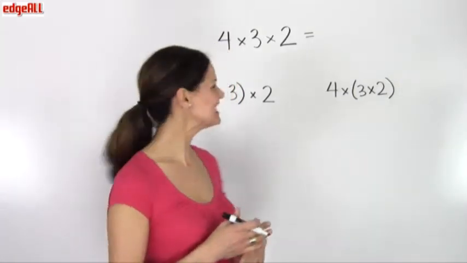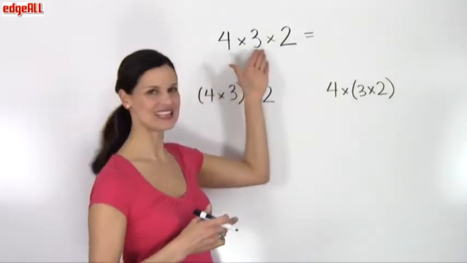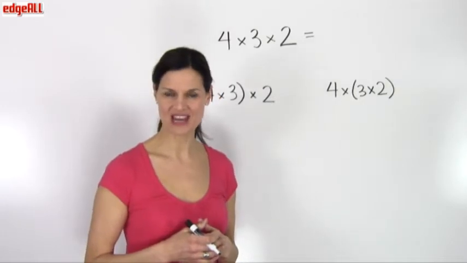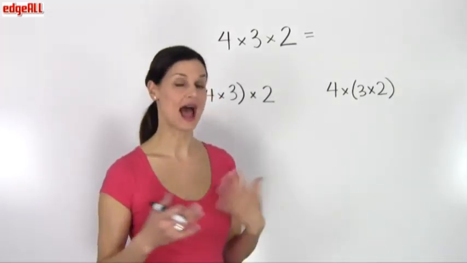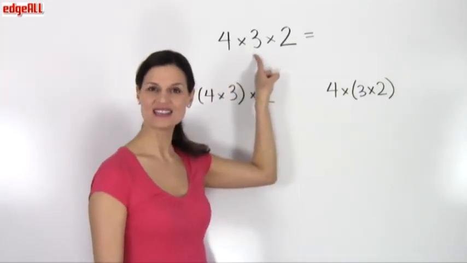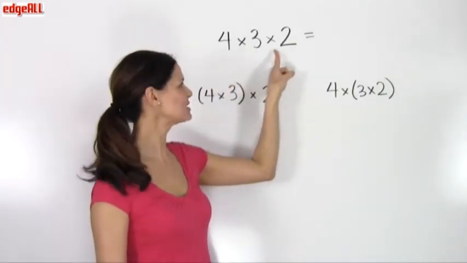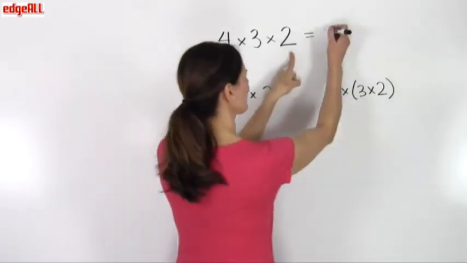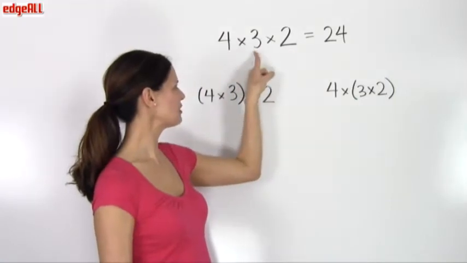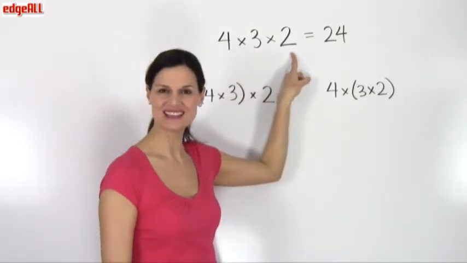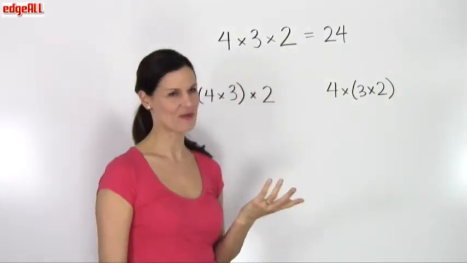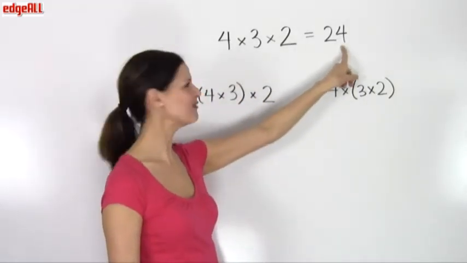So if I look at this example, 4 times 3 times 2, the associative property of multiplication tells me that I can either multiply 4 times 3 first, which equals 12, and then multiply that by 2, which equals 24, or I could multiply 3 times 2 first, which equals 6, and then times 4. 6 times 4 also equals 24.